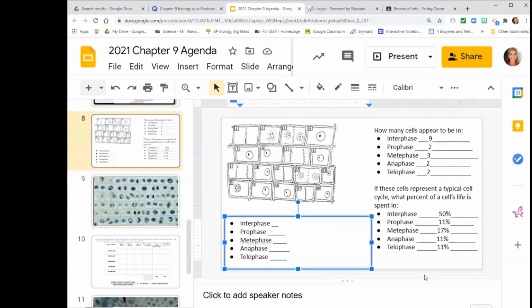If it spends 120 minutes in the cycle and 50% of that time is interphase, how many minutes is interphase? 60. Yes, 50% of 120 is 60 minutes. Okay, how many minutes would it spend if it spends 120 in the entire cycle? How many minutes would be in prophase?